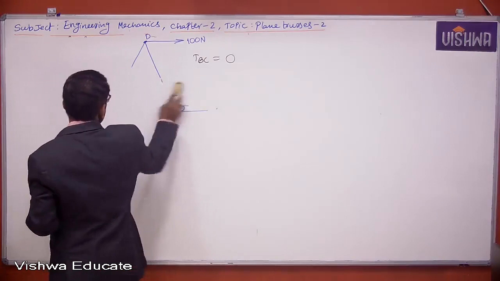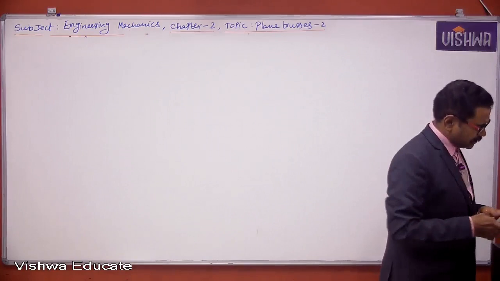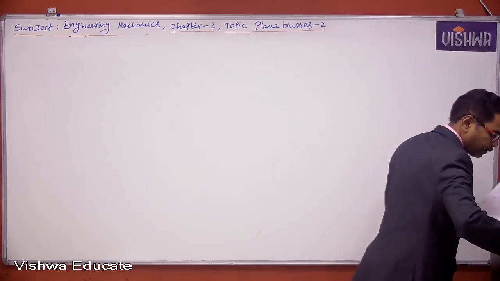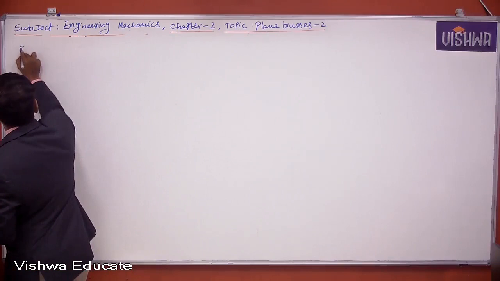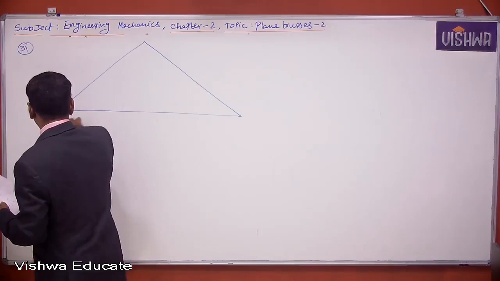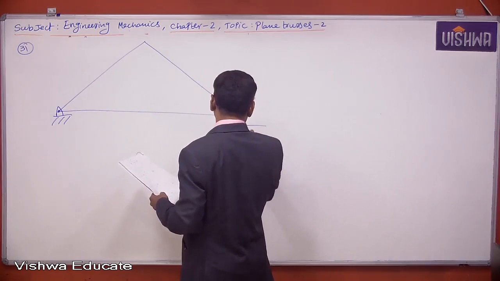Let's move to another question. Refer numerical number 31. Numerical number 31 here. A truss is given. So left side support is hinged support. Right support is placed on rollers. Like this.